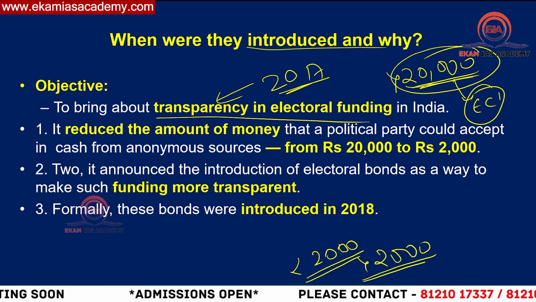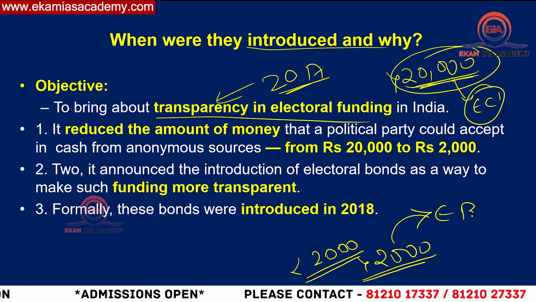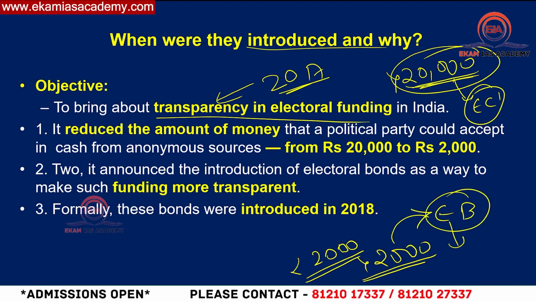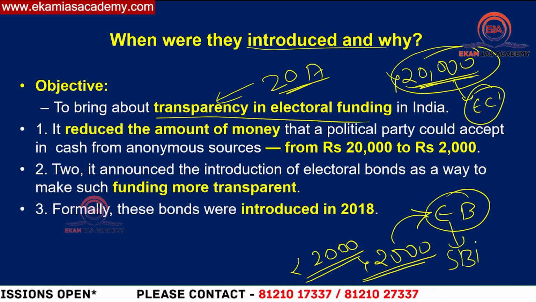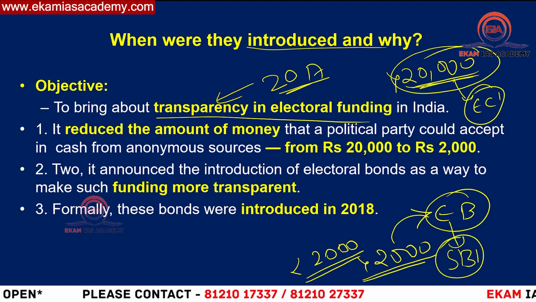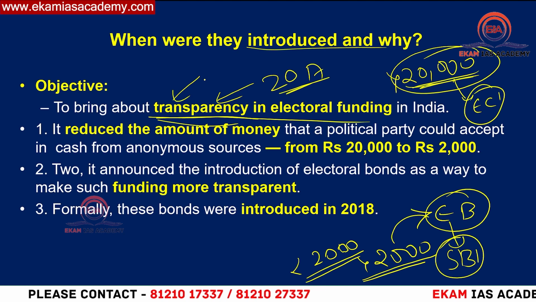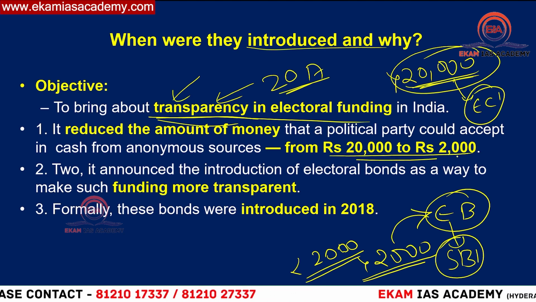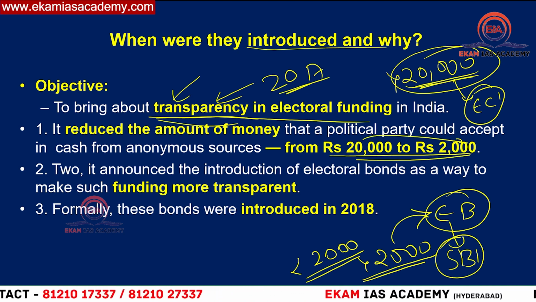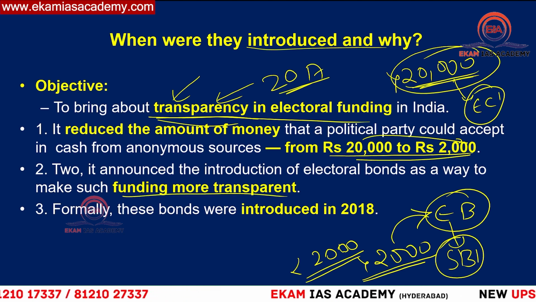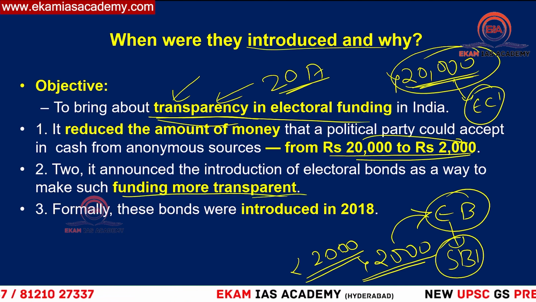So if you get any money, that has to be through electoral bonds only. That means this bond buying and all this with SBI, in this way it enters through the banking route. So you're ensuring that the money is coming transparently. So it will reduce the denomination from 20,000 to 2,000, as I told you, and it is making the funding more transparent because it is coming through banks.